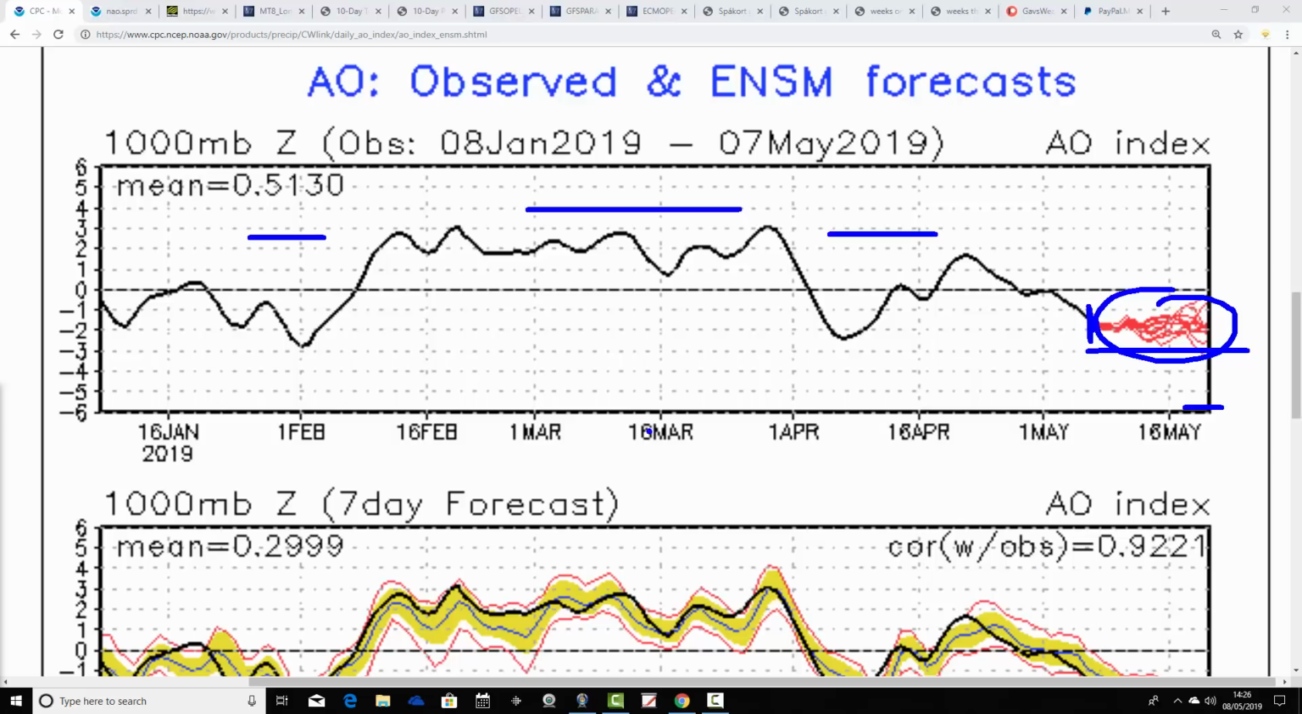The last time we went through an extended period of negativity of the Arctic oscillation was back in the winter. So it does look as though high pressure is going to continue to be dominating within the northern latitudes over the next couple of weeks at least.